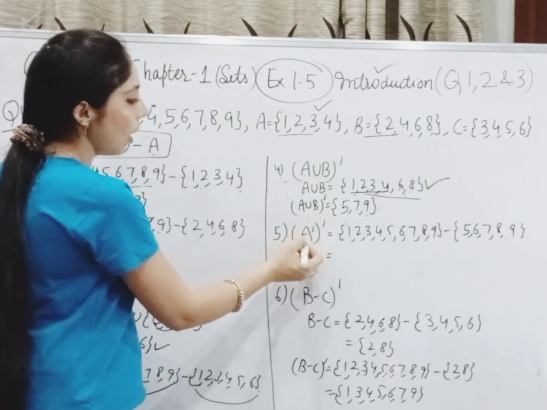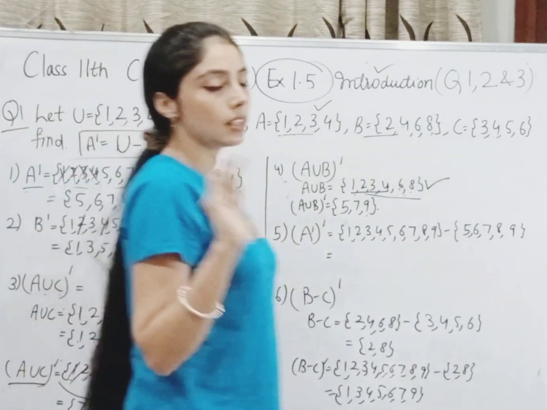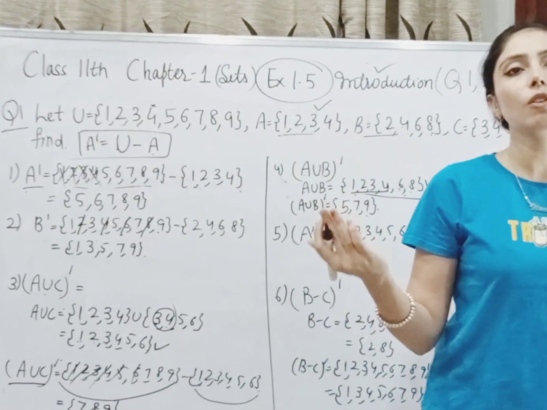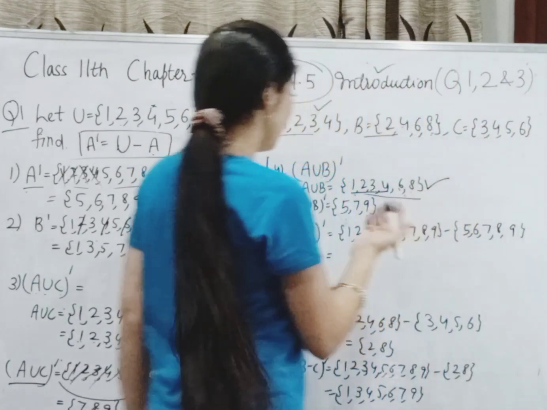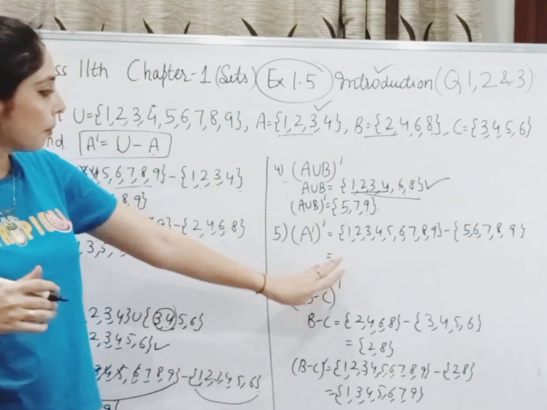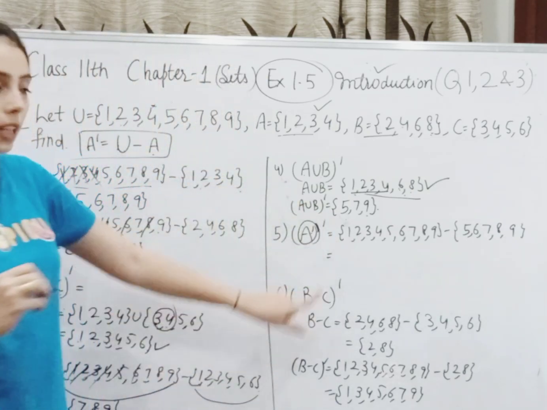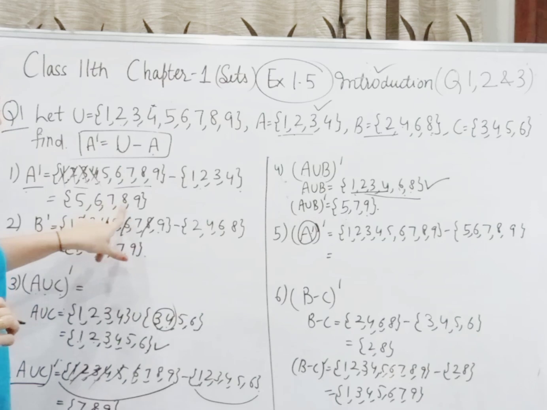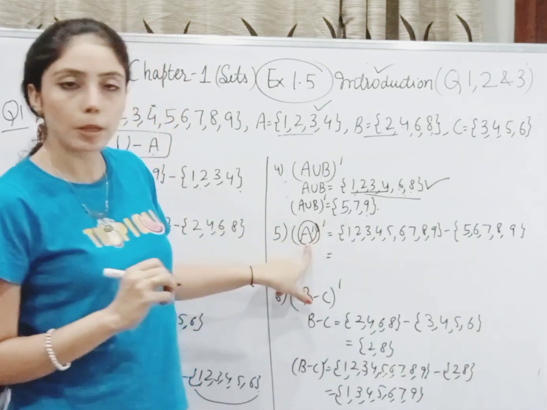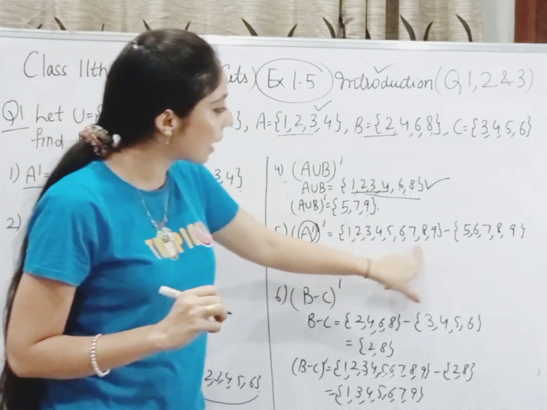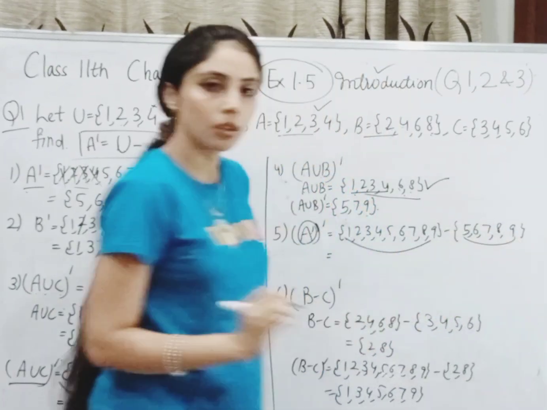What about the complement of a complement? We have already discussed the property that the complement of the complement of a set is the set itself. So you can write it directly, but you can also solve it. First of all, you will find the complement of set A, which is 5, 6, 7, 8, 9. Then in the complement of the complement of the set, we will write those elements of the universal set which are not in the complement.